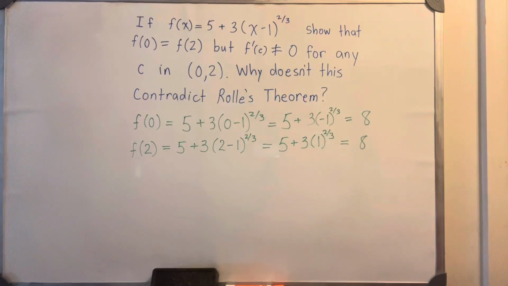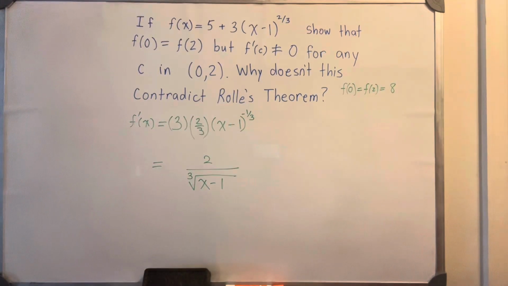So the first part is simply plugging in 0 and 2 into the function. And as you can see, for both of those values, the value of the function is 8. So now we need to see about the derivative.